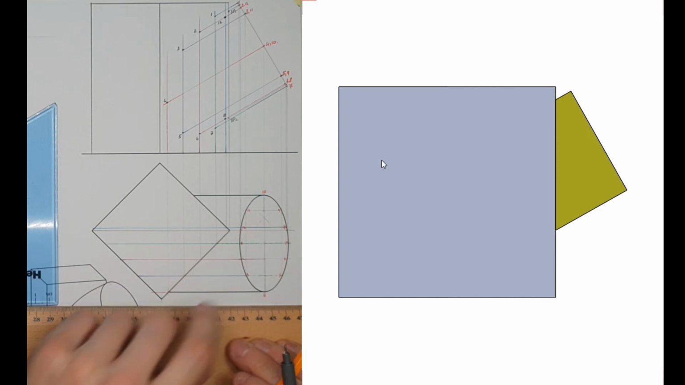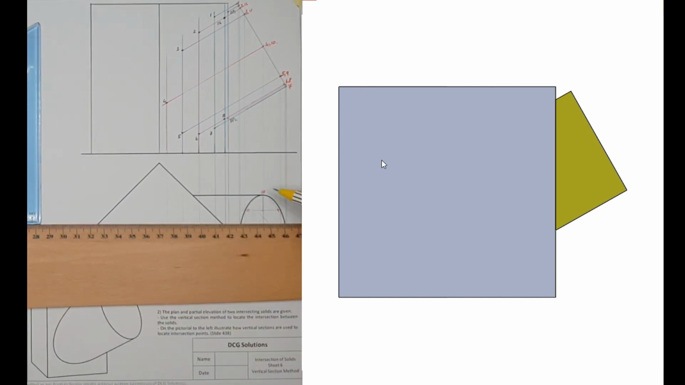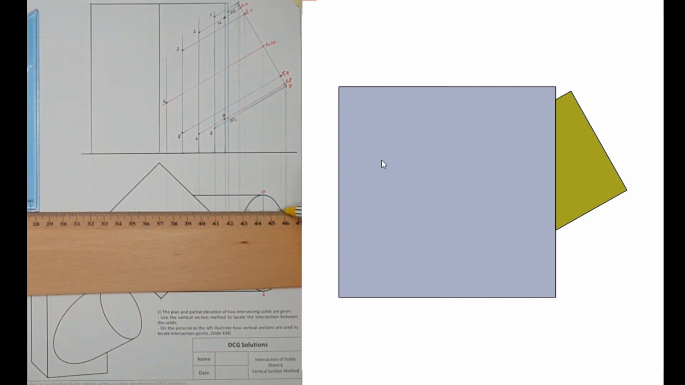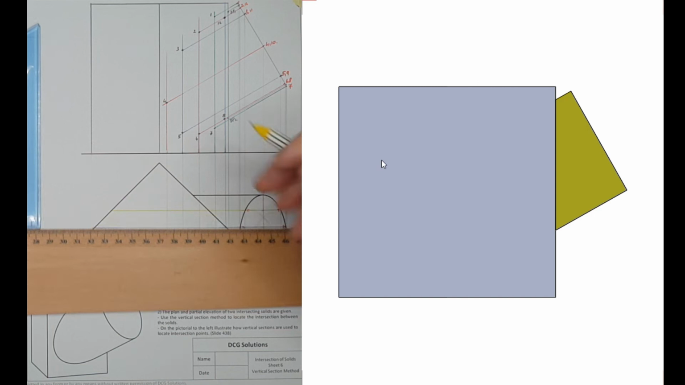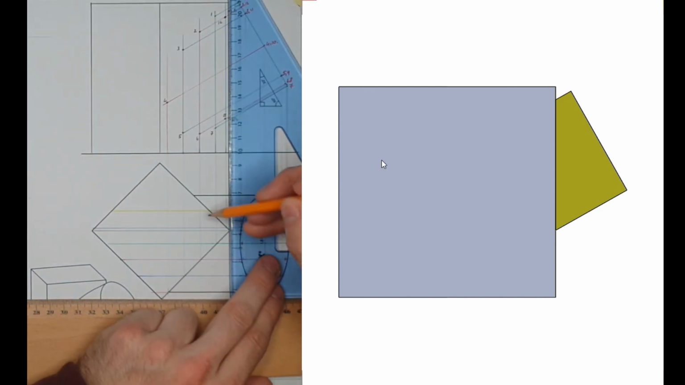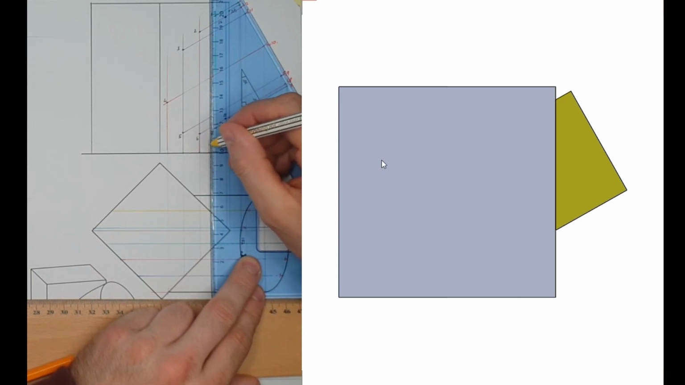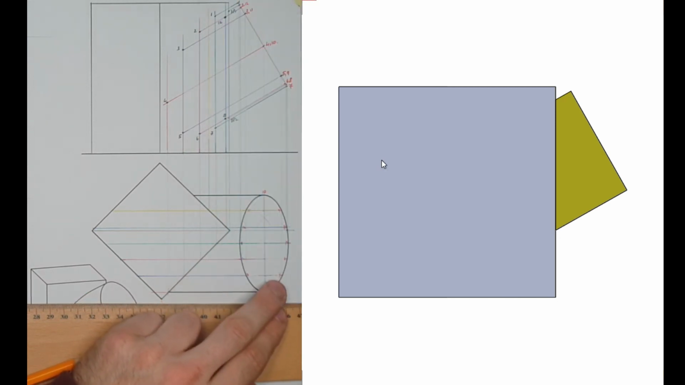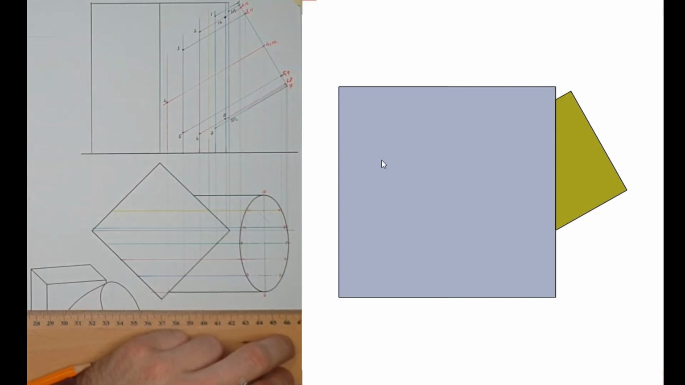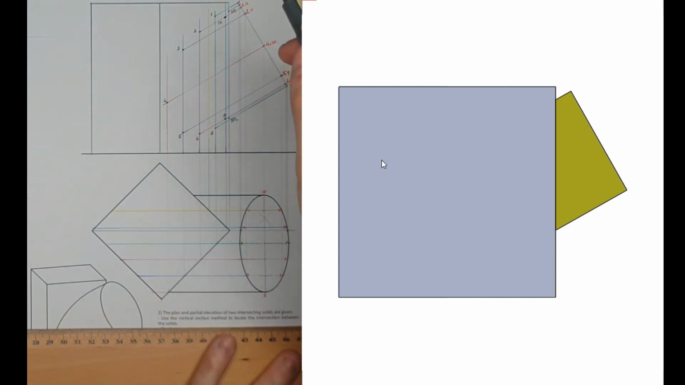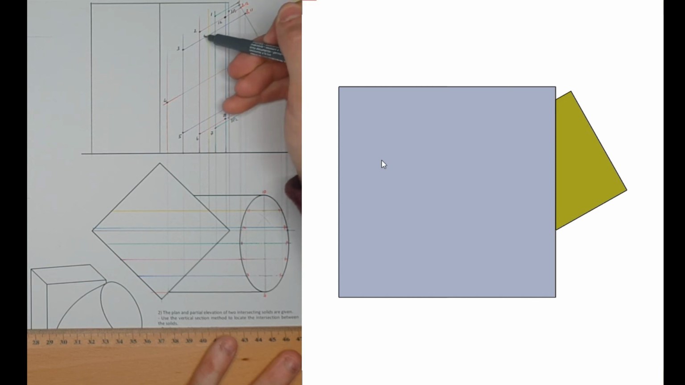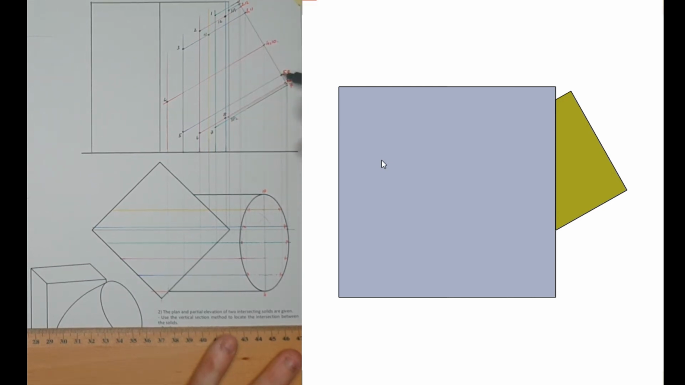Next is 11 and 9. Hopefully this can be seen now. We'll go over yellow. 11 and 9 cuts the prism. And it is in from 11 onto the yellow. In from 9 onto the yellow.